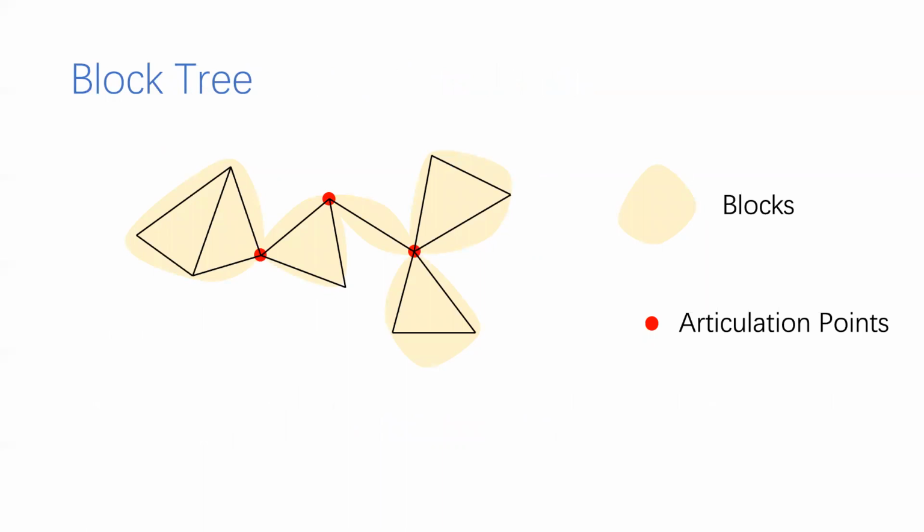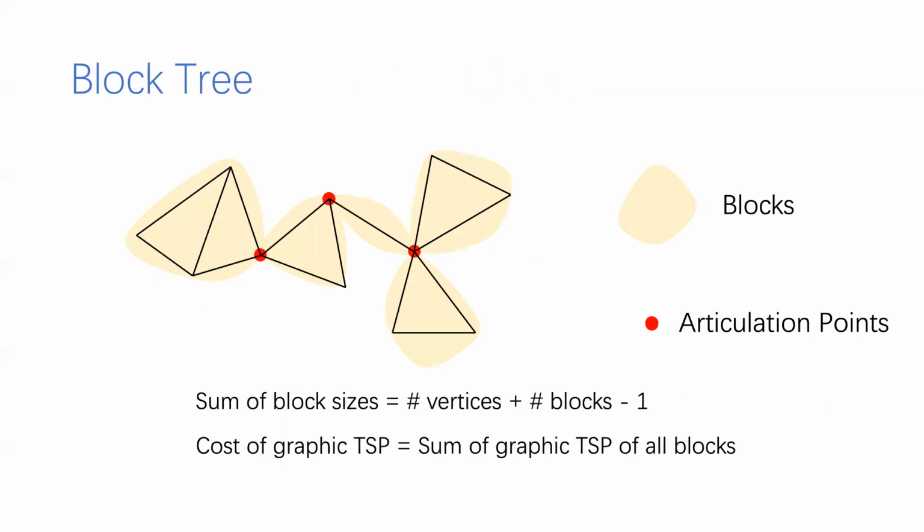We call the result of block decomposition a block tree. Let's look at an example. In this picture, each yellow area is a block, and each red point is an articulation point. It is easy to see that the sum of block sizes equals the number of vertices plus the number of blocks minus 1, as the original graph can be built by the blocks one by one, and each time we add a new block, exactly one vertex in the new block is already in the graph.